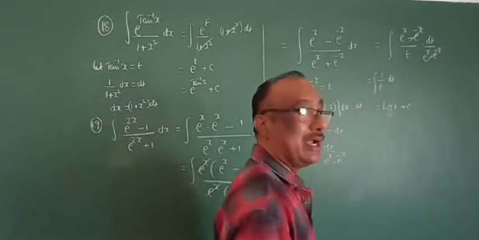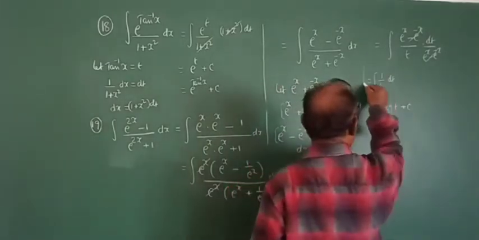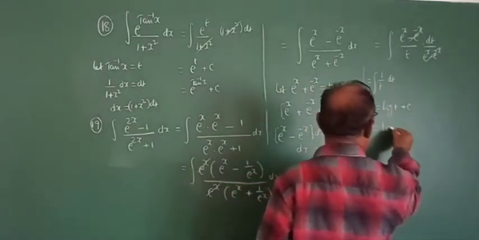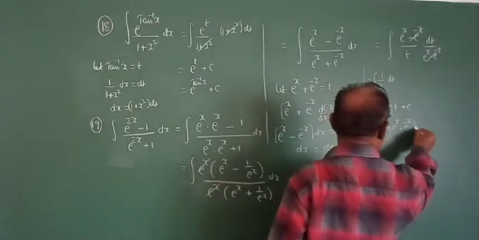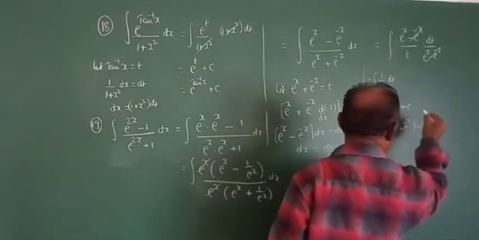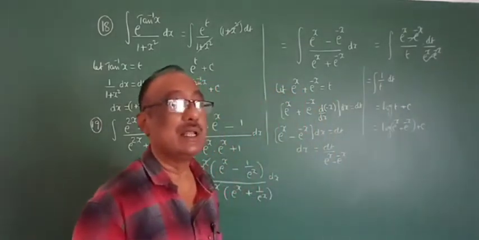Now in place of t, write down, assuming t is log of e power of x plus e power of minus x, plus integral constant c. That is the logic.